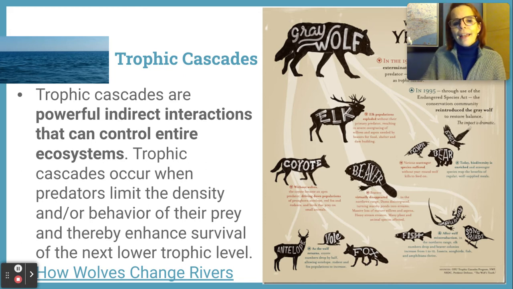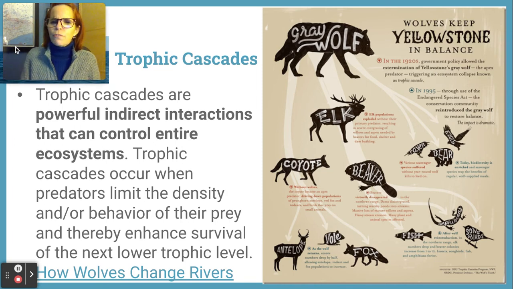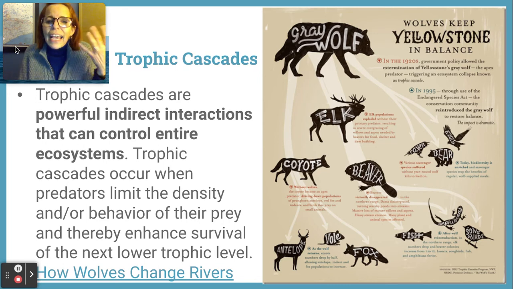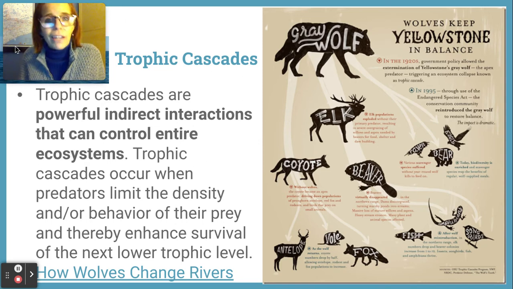But the classic example, and perhaps the first place, I don't know this for sure, perhaps the first place that we really identified trophic cascades or really became common knowledge about trophic cascades was in Yellowstone National Park. Gray wolves were hunted basically to extinction. They were exterminated in Yellowstone because people were afraid of them and they would kill the cattle and all kinds of different things. So they got rid of the gray wolf.